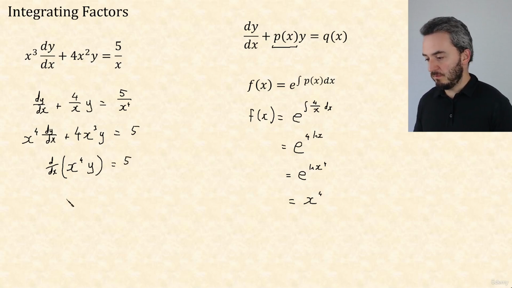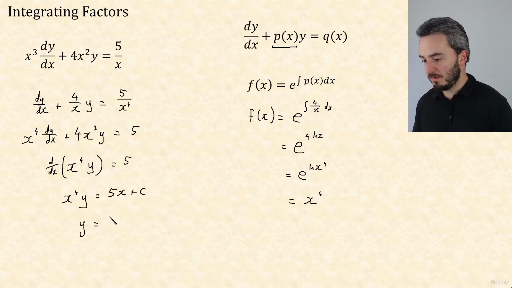Now we can solve, and it's x to the 4. And this is the same problem we did in the last video. This is just the formal way of doing it. 5x plus c. So y is 5 over x cubed plus c over x to the 4.